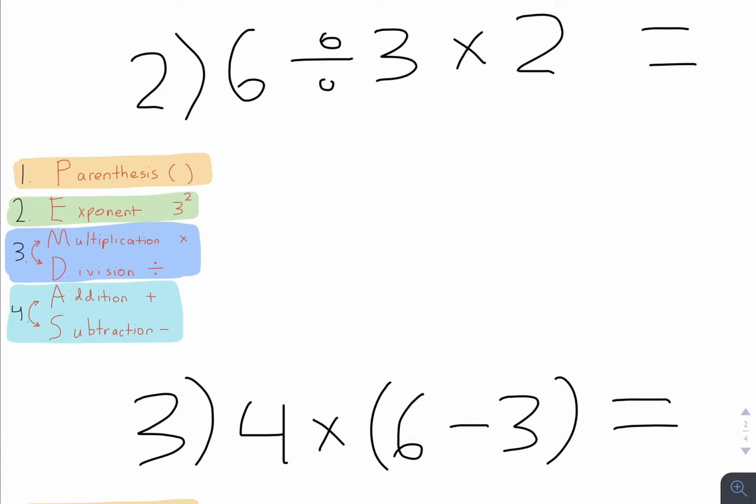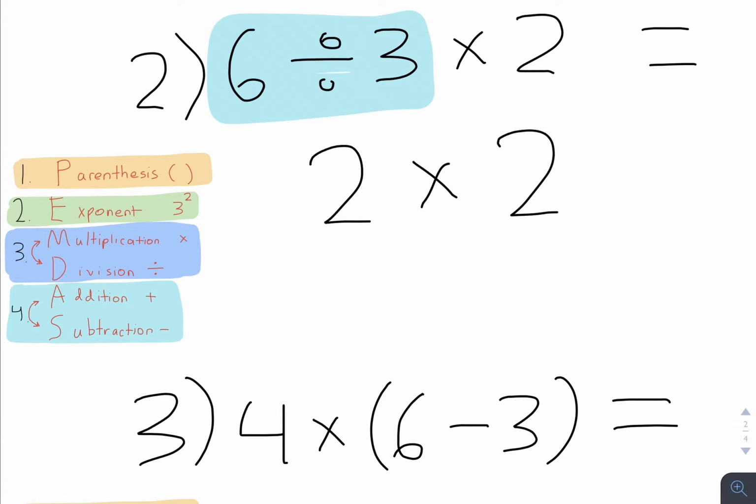So going left to right, this tells us that we have to solve 6 divided by 3 first, then multiply the result by 2. So let's do that. 6 divided by 3 turns out to be 2. And then that result is going to be multiplied by 2. Then we do 2 times 2, which is 4. And since there are no more operations to do, this is our final answer, 4.